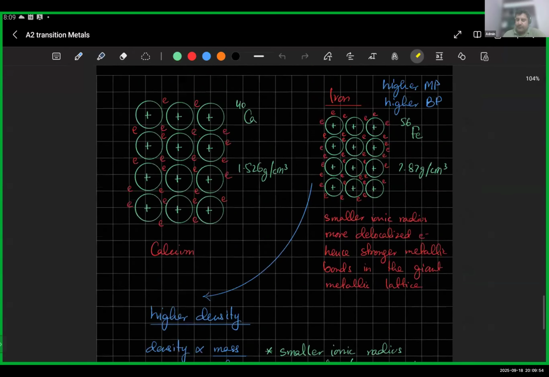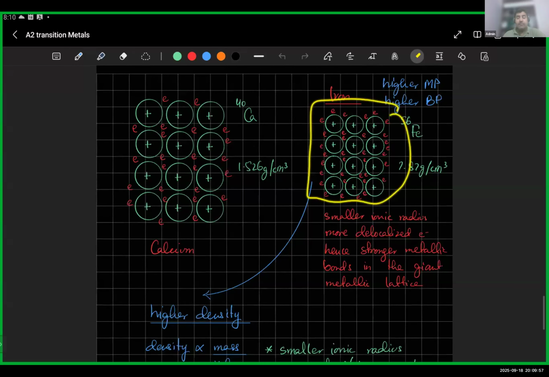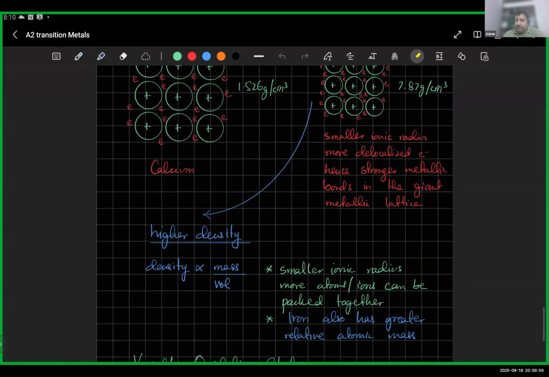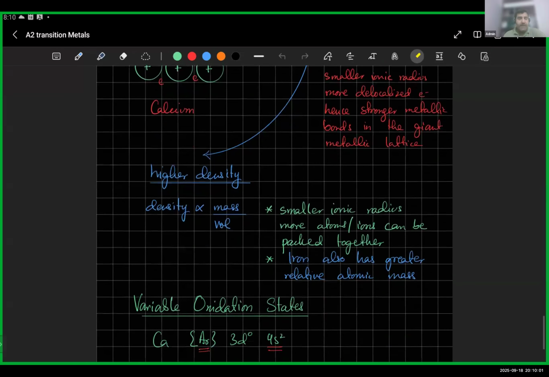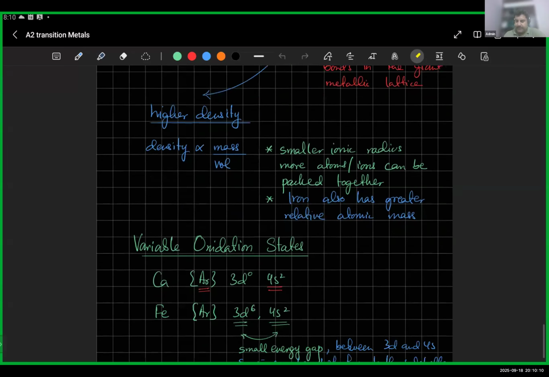Density is mass over volume. So if you can pack more iron atoms because they're smaller in size, obviously they're going to have a bigger density as well. Plus, iron will also have a greater mass. So that's why they have more density.